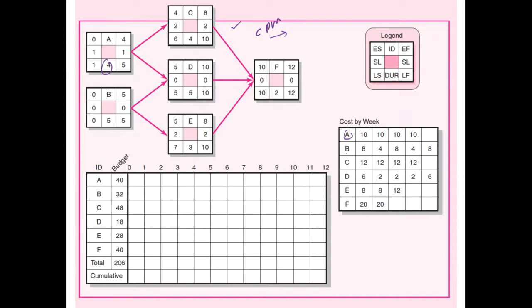Now, activity B: we are receiving 8 grand in the first week, and then 4, and then 8, 4, 8. So maybe it could be based on the physical amount of work we are accomplishing on the site, and likewise. So we will be producing a cost-loaded bar chart.